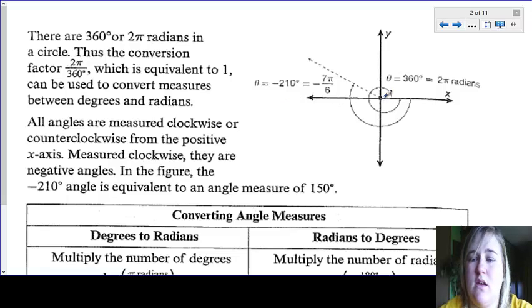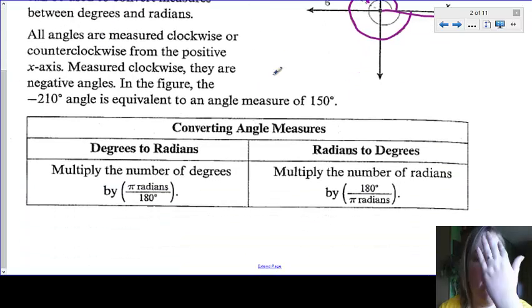Positive x-axis is right here. Okay? That's always our starting point. Measured clockwise, they are negative angles. In the figure, the negative 210 degree angle is equivalent to an angle measure of 150 degrees. So what they're saying is from here, they went a negative 210 degrees. We know that from here to here is negative 90, and then over to here is negative 180. So they went an additional 30 degrees to get that negative 210 degrees. And it's equivalent to an angle measure of 150 because we could go from here to here, and we could say that that was 150 degrees.